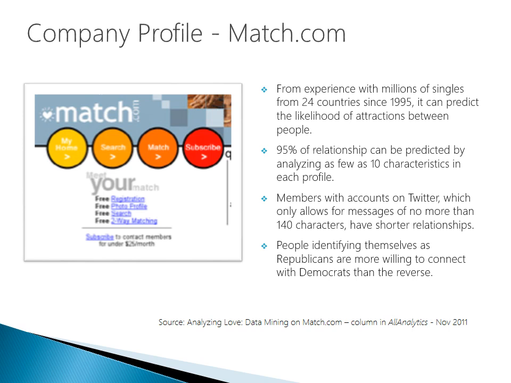So through 10 small data points that are on a profile, we can make predictions on whether or not a suitable pairing would exist. And for example, members with accounts on Twitter, which only allow for messages of no more than 140 characters, have shorter relationships. People who identify themselves as Republicans are more willing to connect with Democrats than the reverse. And these are just some of the analytic insights that can be gleaned from this company.